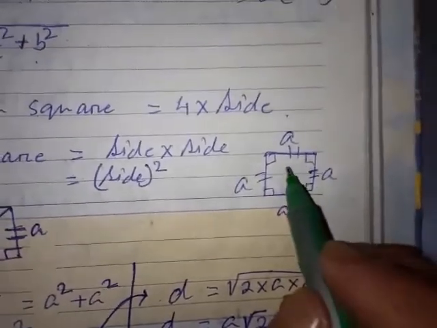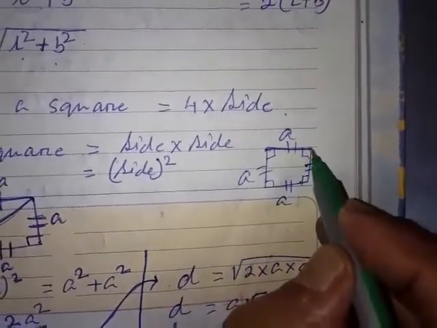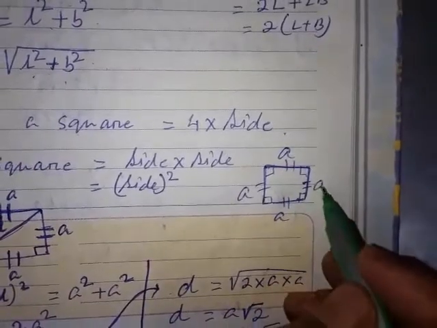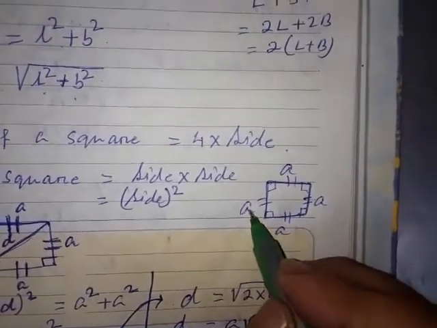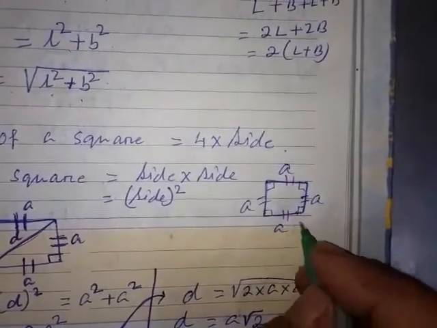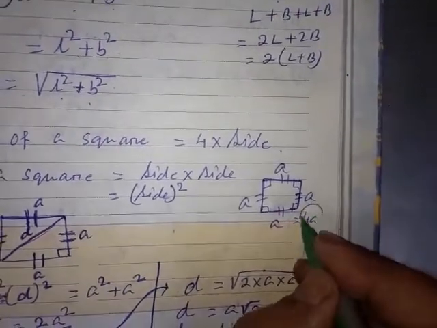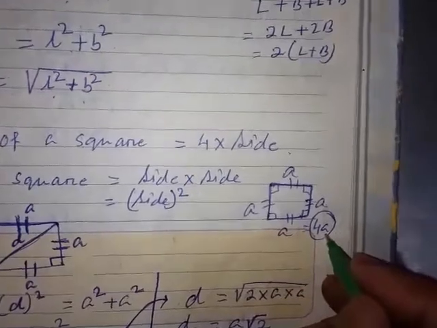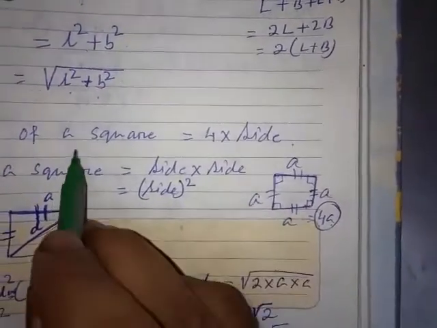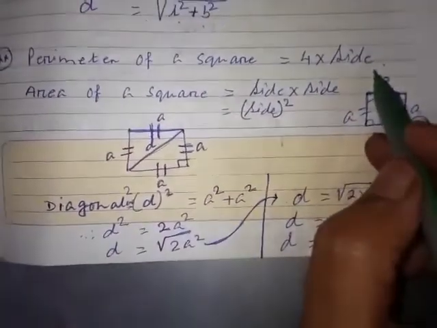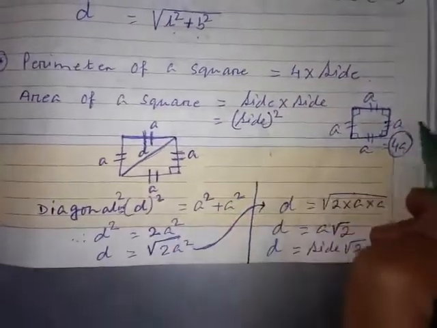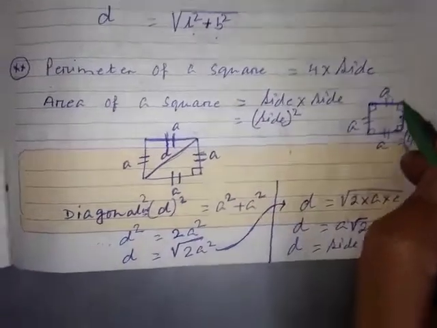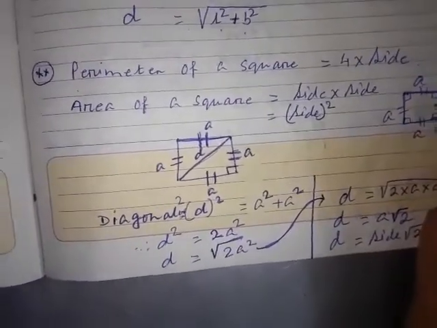So how to find the perimeter? Perimeter means, as I told you earlier, the sum of its boundary wall. So A plus A plus A plus A. How many A's come? 4A. This can be written as a formula: 4 into A, where A means one side of the square. That is why perimeter of a square equals 4 into side. Similarly, area of a square equals length into breadth, which is A into A, that means A square, or side square.